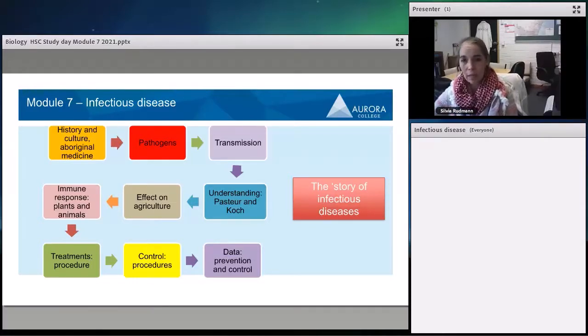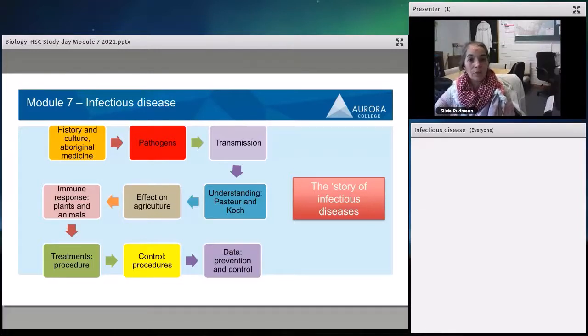Learn the story. Over the years, and I've been teaching biology for more than 20 years, at university level and school level, learn the story in context. Put it in a context. It will help you to follow the ideas and have the flow chart of ideas.